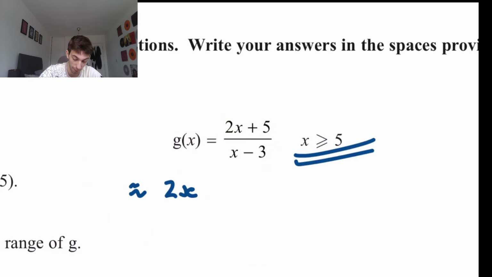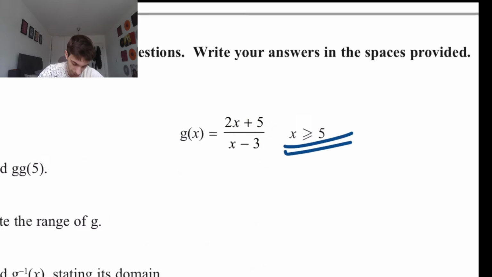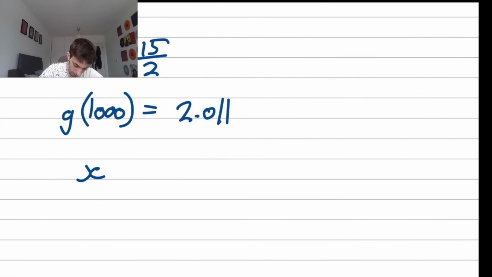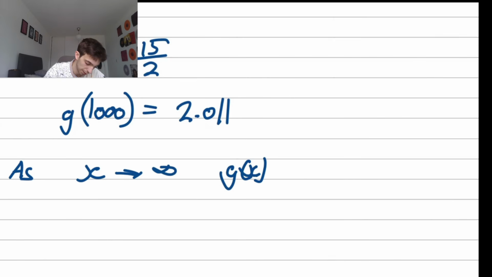However, because we have that plus 5 in the numerator and that minus 3 in the denominator, it's always going to be slightly larger than 2. The way to think of it is, let's write it very clearly: as x tends to infinity, or a very large number, we can see that g of x tends to 2. It doesn't quite reach 2, it's always going to be slightly larger than 2.